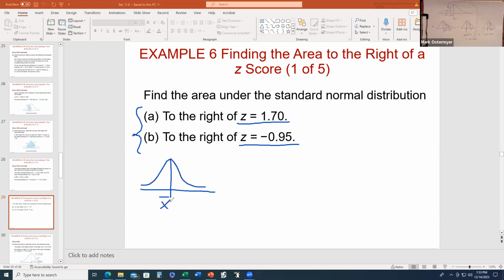Here's the mean of 0 right in the middle. And 1.70 standard deviations above the mean has got to be up here somewhere. They want you to find the area underneath this entire curve that lies just to the right of 1.70 to positive infinity. How in the world are we going to do that? Your table doesn't work that way. Your table only works from 0 up to a z value. Do you agree? Does anybody know how we can find this upper tail area here?